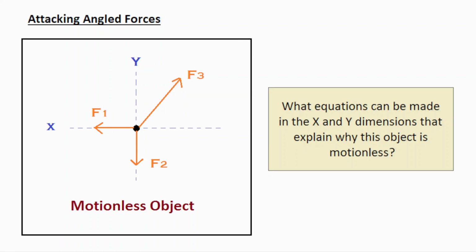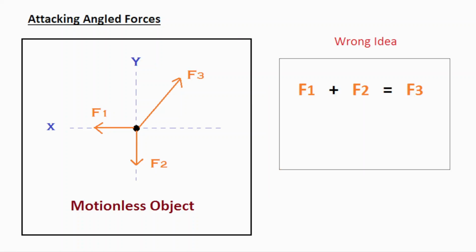Let's start with an example force diagram for a motionless object. 3 forces simultaneously act on the object, and the goal is to write equations in each dimension that explain why the object is not moving. What some students try to do is to include all 3 forces in the same equation, like this. But this is a wrong idea because of a directional problem.